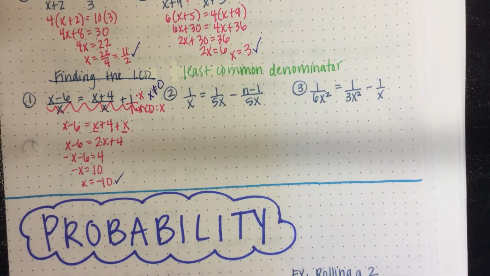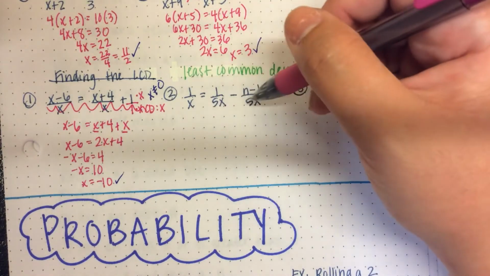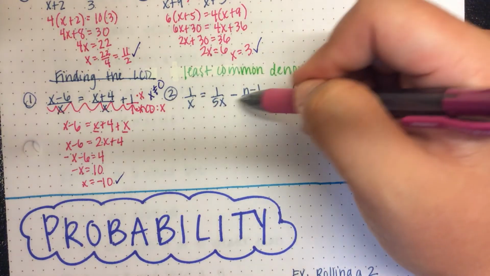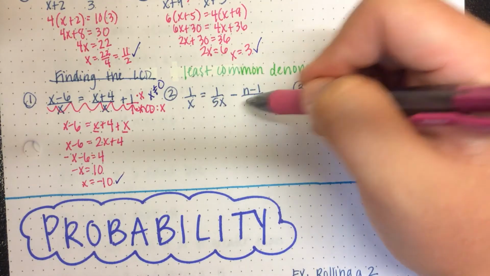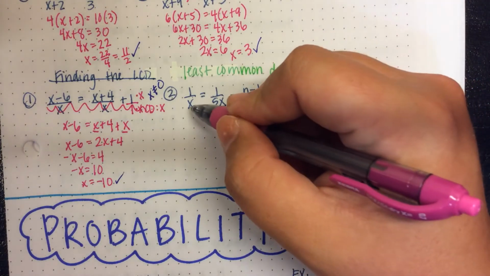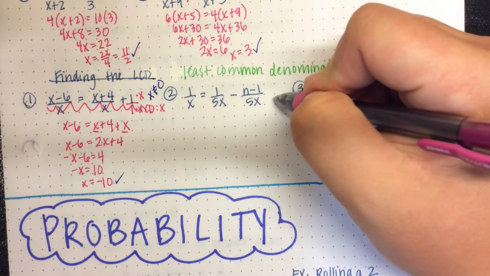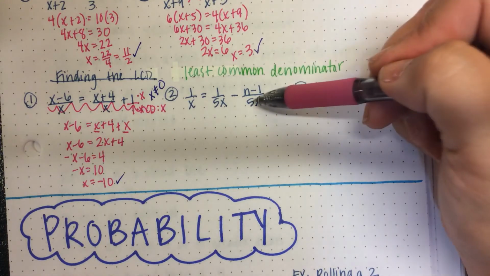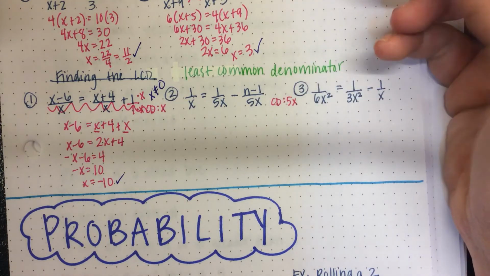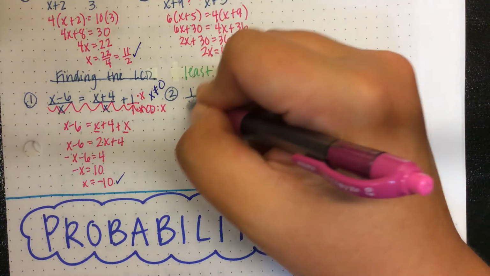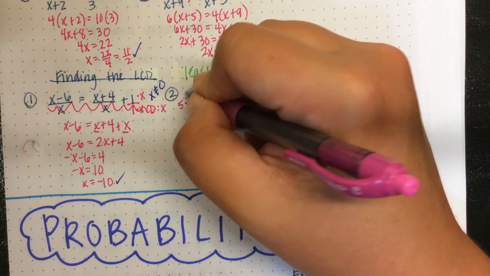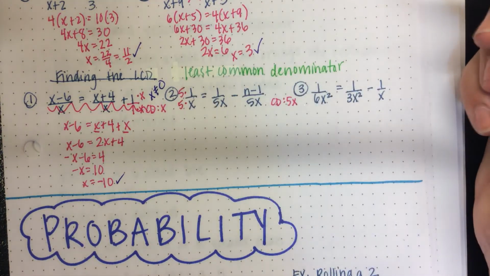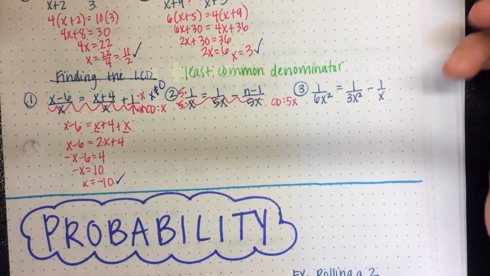Okay, for the second one, right, I have x, 5x, and 5x. So obviously the 5x and the 5x are the same, so those are good. So I need something that has an x and a 5x in it, and that's actually 5x. So my common denominator is 5x because that has the 5x and it has the x in it. The only one that doesn't have that 5x is the first one, so I'm going to multiply by 5 to get to that 5x, and then I don't need my denominator anymore.